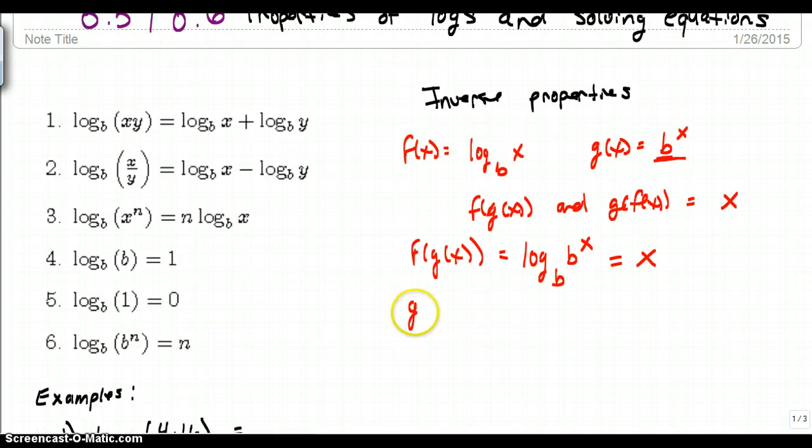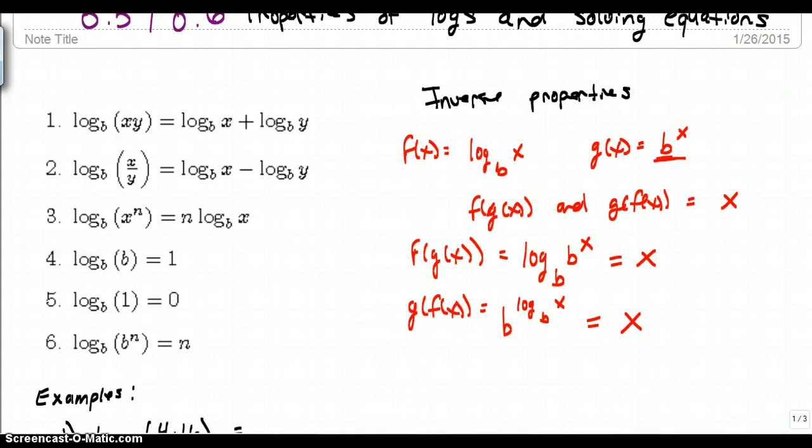Next we do g of f of x, which means I take the entire f of x function and plug it in for the x in g. So I get b raised to, instead of the x power, I have it raised to the entire function f of x. So b to the log base b of x. And because I know they are inverses, I know this equals x.